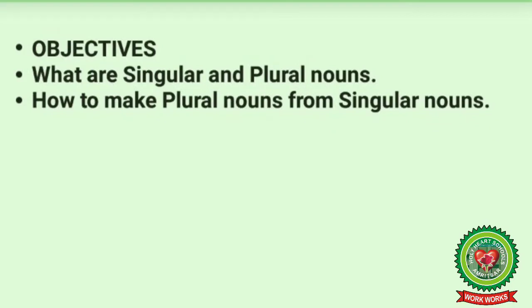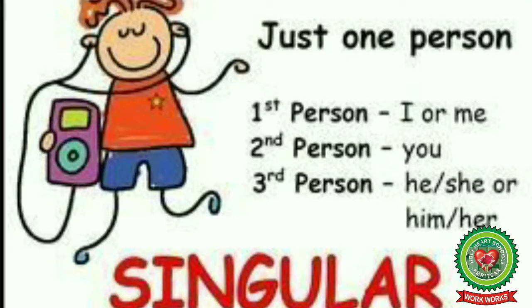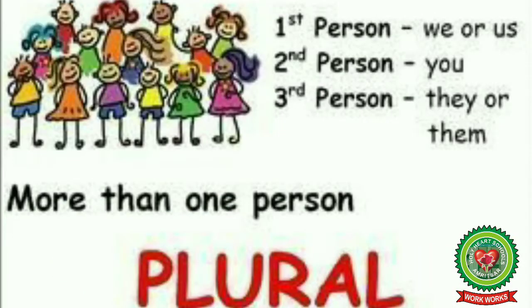By the end of the video you will be able to understand what are singular and plural nouns and how to make plural nouns from singular nouns. But before proceeding further, let us recall what are nouns. Nouns are naming words. It is the name of a person, place, animal or thing. Now let us proceed further with our topic, the noun number.